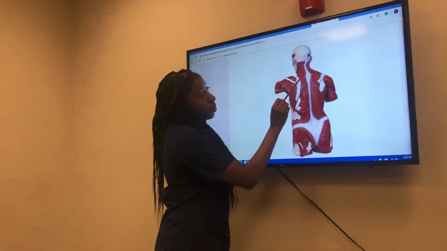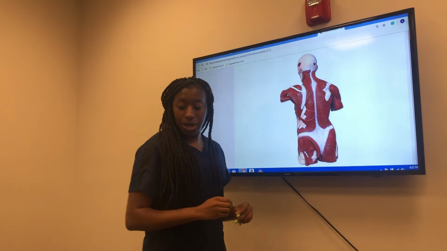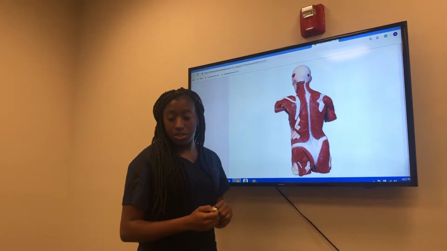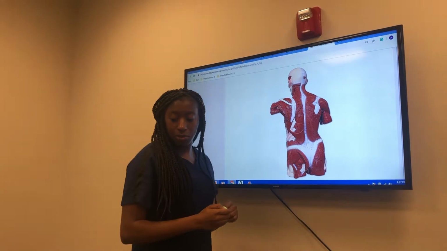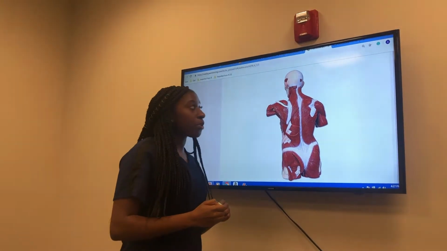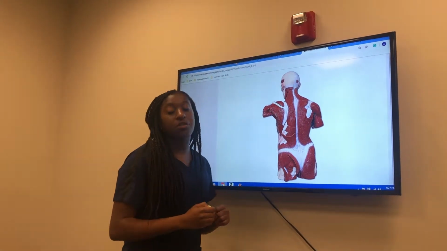So here is the rhomboid minor. The origin is the spinous process of C7 and T1. The insertion is the medial border of the scapula. The action, it retracts the scapula, which also aids in squaring your shoulders. And the nerve is the dorsal scapular nerve.